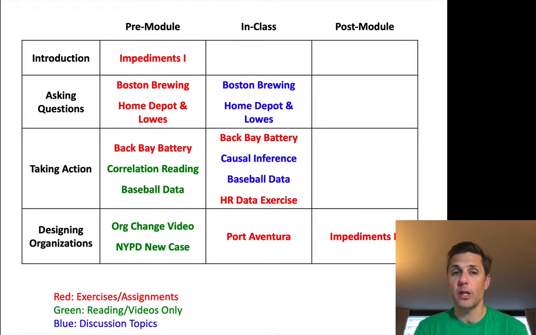The Boston Brewing Company piece is really to help build the data set that we will then discuss in class. It'll be a small data set, small pieces of data, but still we're going to use that to think about how we ask questions. The Home Depot and Lowe's is, as I mentioned, the most substantial pre-module assignment. It's a pretty significant commitment to think through what is going on and answer the questions that I lay out for you.